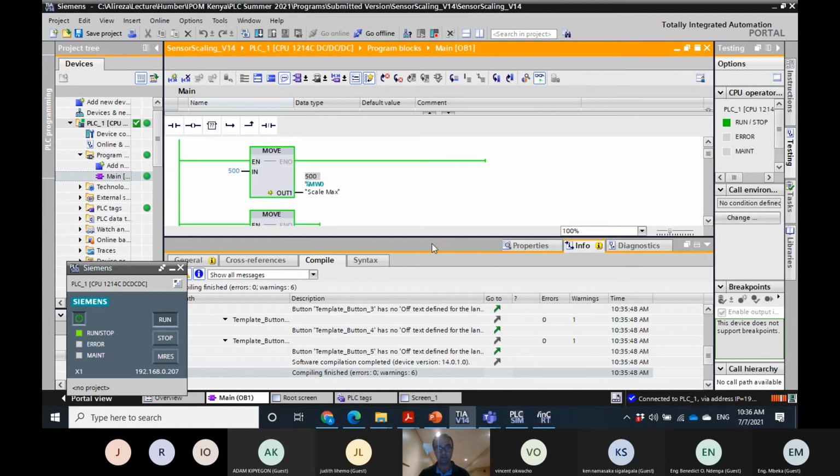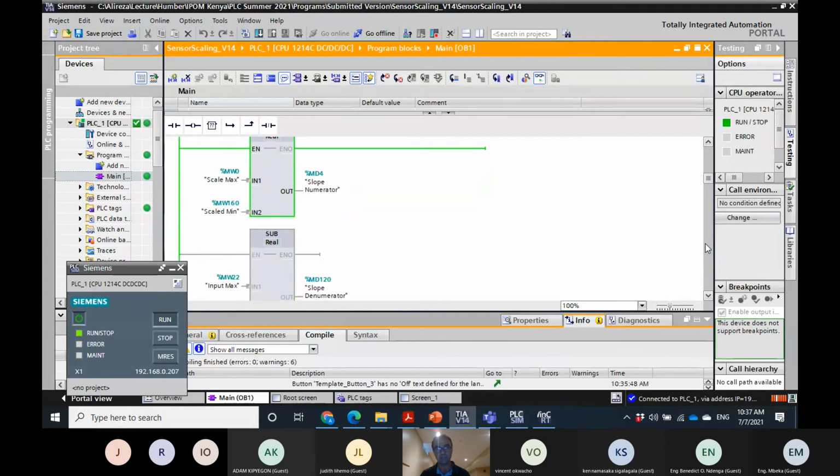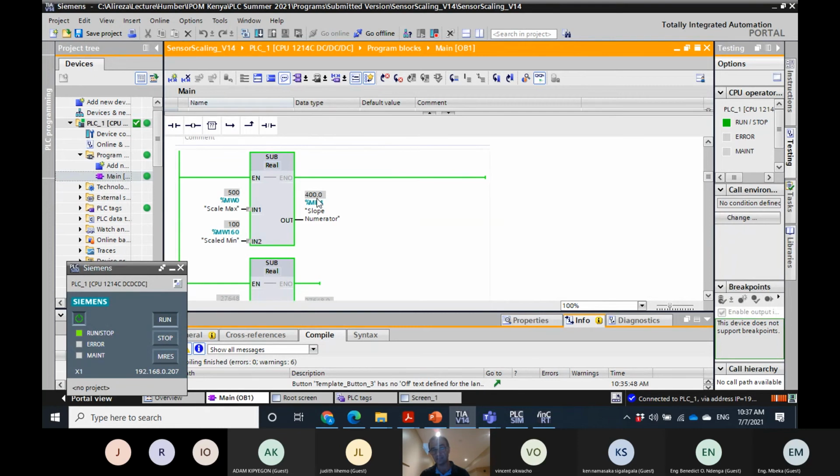Let's look at some of the parts of that when it is running. So 500 is assigned to MW0. You see that the value of that is 500, and 100 is assigned to MW16. 100 is the value of that. Okay, let's go down. For example, 500 minus 100 is 400. And since it's going to be real, you see that there's a floating point here, 400.0. This indicates that this value is a real value. But here, there's not any decimal point, so it means that this is an integer value.